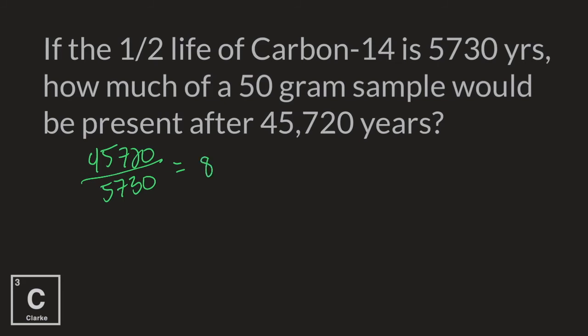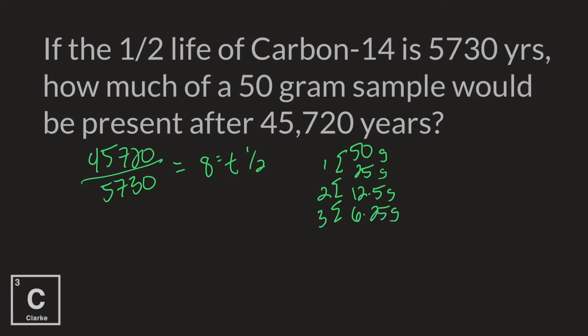8 half-lives. So we've got a 50 gram sample. We're going to cut that in half to 25. That's our first half-life. We're going to cut that in half to 12.5. That's our second half-life. Cut that in half, 6.25. That's our third half-life. Cut that in half, 3.125. That's our fourth half-life. Cut that in half. That's our fifth half-life. Cut that in half. You see where I'm going. We're just going to keep cutting it in half 8 times.